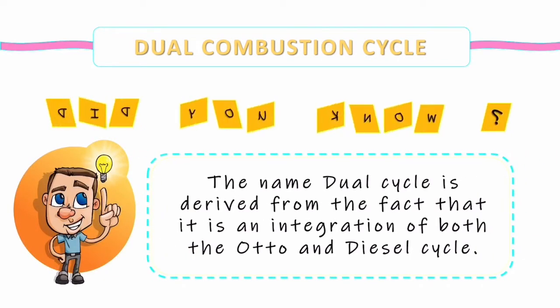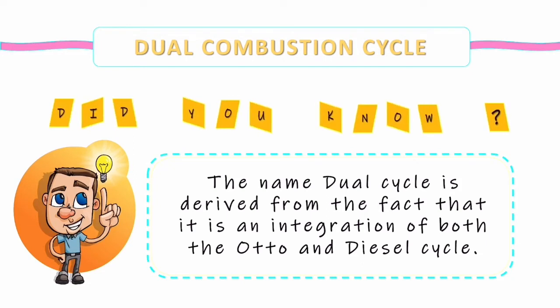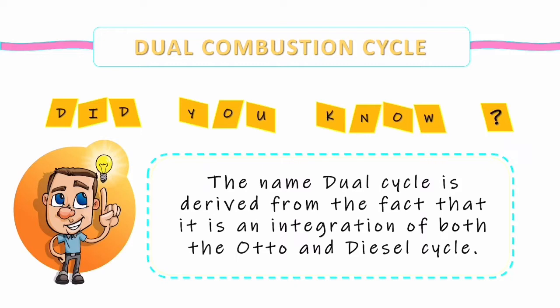Before we proceed to the discussion of dual cycle, let me just give you a trivia. Did you know that the name dual cycle is derived from the fact that it is an integration of both the Otto and diesel cycle? We can also call this cycle as mixed cycle. Like what I've said earlier, dual cycle is a combination of spark ignition or Otto cycle and compressed ignition or diesel cycle.